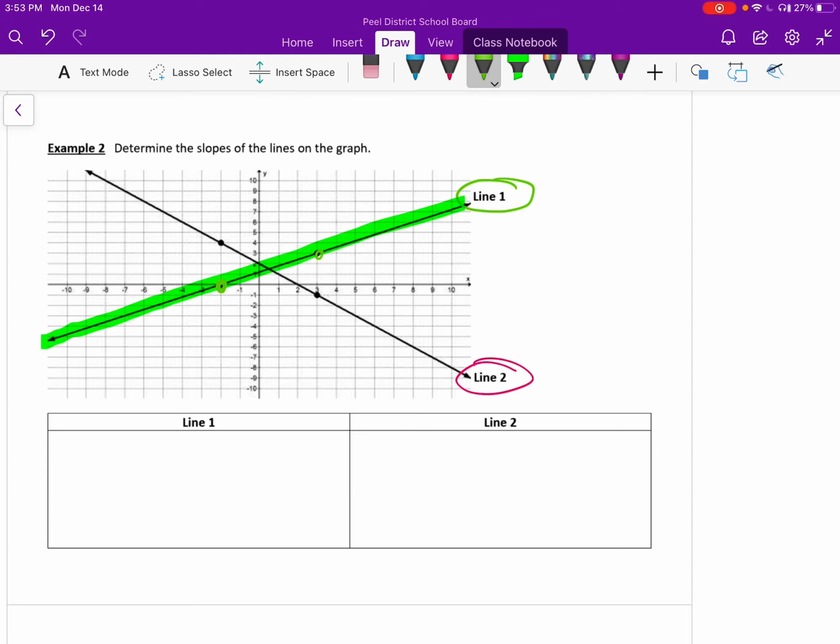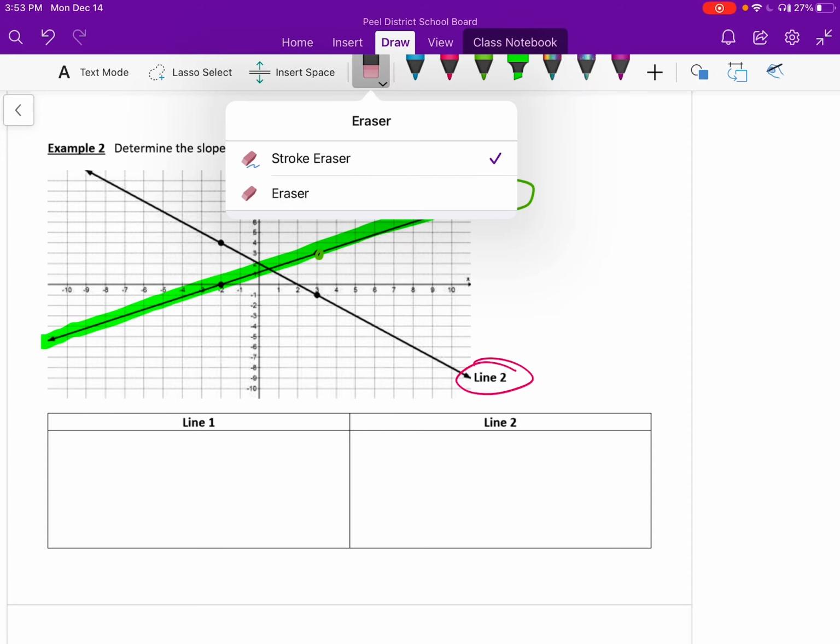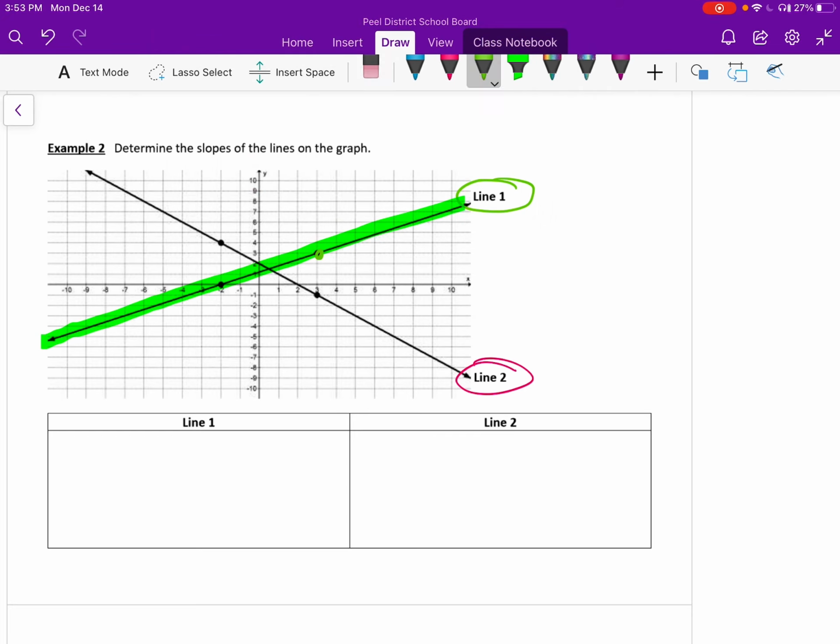And I'm going to find the 2 points. I have this point right here, and I have this point right here. I'm just going to erase this so that I can see what the point says. So I'm going to draw out my run, and I'm going to draw out my rise. How am I going to find that? I'm just going to count. I'm going from -1 to 3. So I'm going over 1, 2, 3, 4, 5. 5 points. So that's 5. And then I'm going up 1, 2, 3, up 3 points. Right? So I'm just going to count. I'm going 5 points over and 3 points upwards.